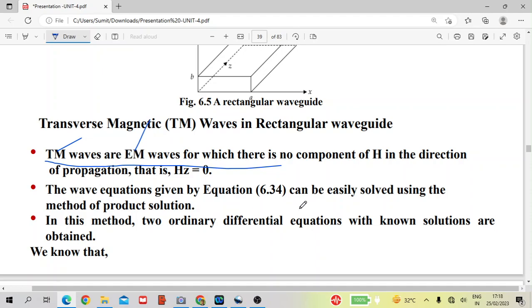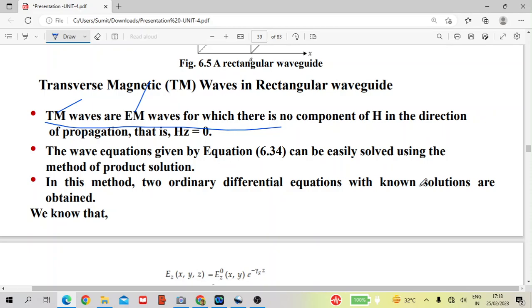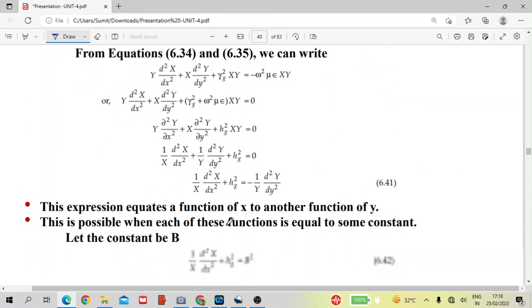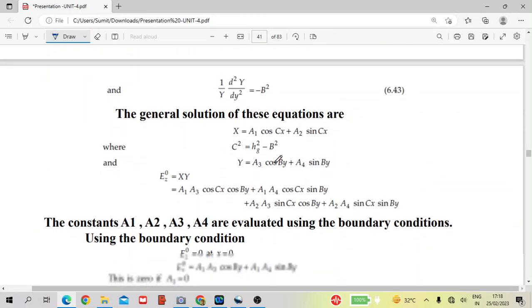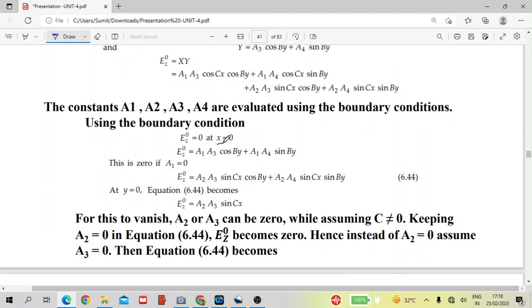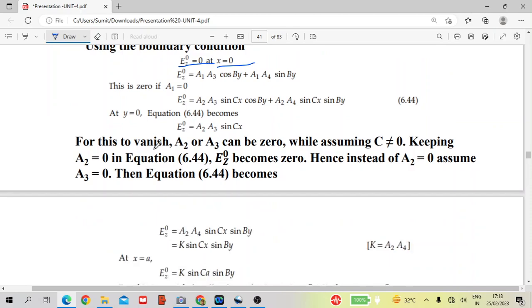Then the wave equations given by this can be solved using the method of product solution, where ordinary differential equations with known solutions are obtained. Finally we get the solution where the constants A1, A2 are evaluated using boundary conditions. Like you see, at x equals 0, Ez will be 0, because the tangential component has to go to 0. Then if A1 is 0, you keep putting boundary conditions, you can evaluate the constants, and then you get the solution.